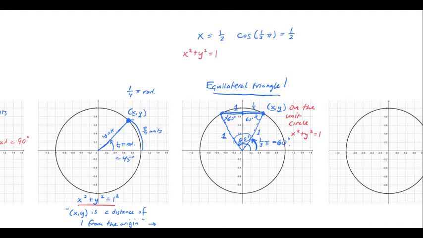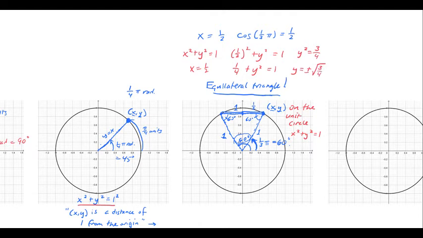So if I know x squared plus y squared is 1, and I know that x is 1/2, I can substitute that in, get 1/2 squared plus y squared equals 1. 1/2 squared is 1/2 times 1/2. That's 1/4, plus y squared, that's equal to 1. If I subtract 1/4 from both sides, I get y squared is equal to 3/4. So that means that y is either positive or negative square root of 3/4.